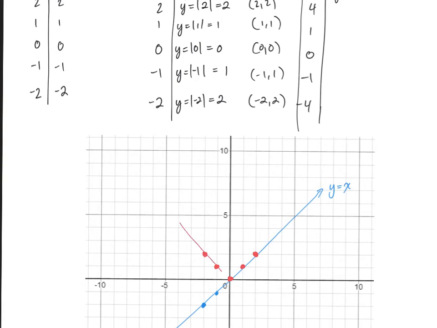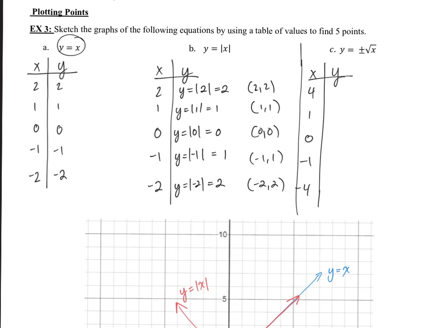So this is what a generic absolute value equation looks like. It looks sort of like a V. Notice it doesn't bop down into the negative values for y. So y is absolute value of x. Now we'll take a look at the next one.